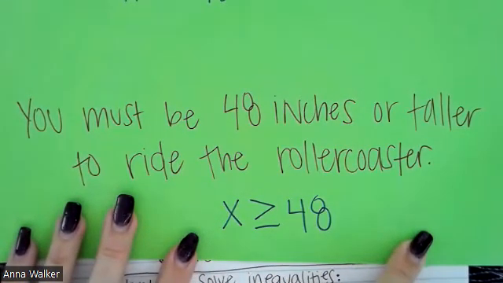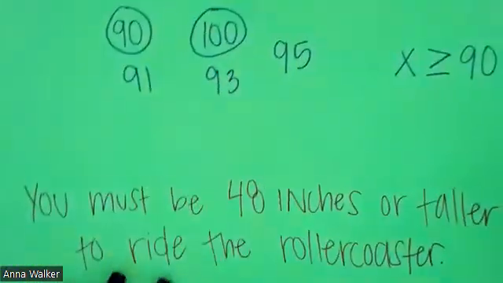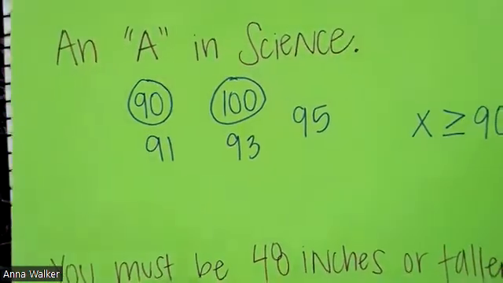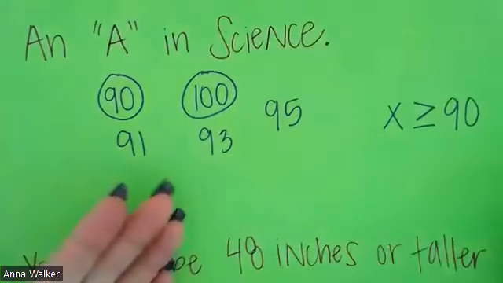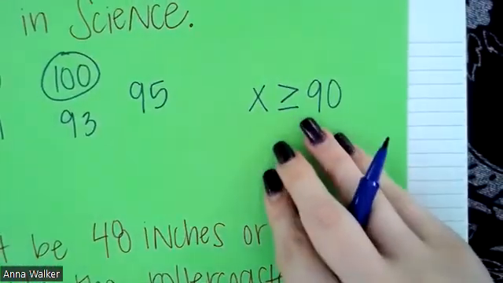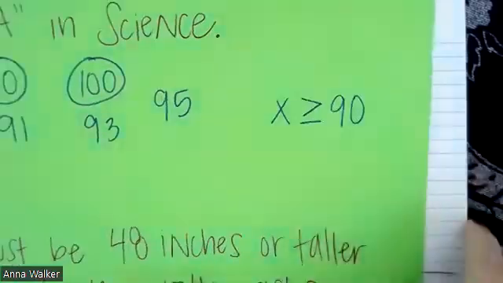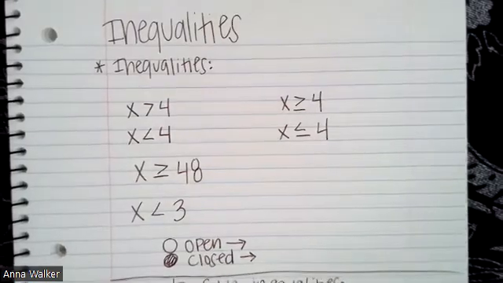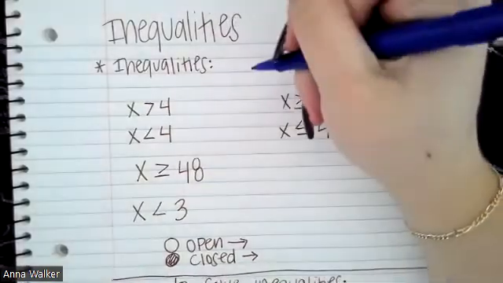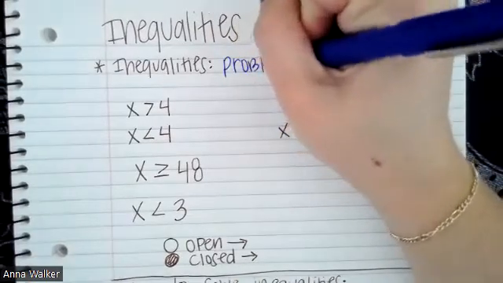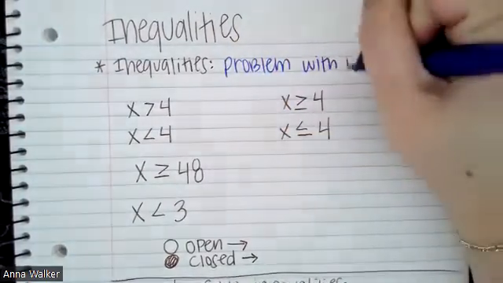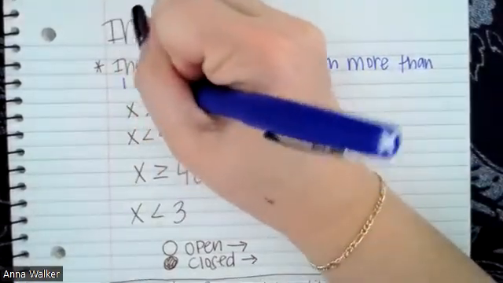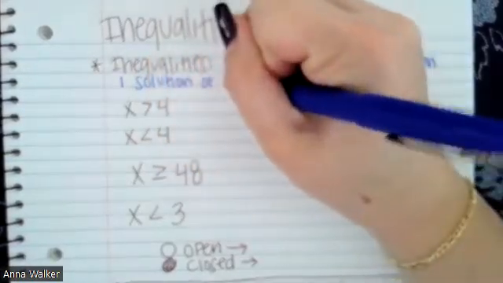So you'll notice inequalities are situations where there is more than one solution or more than one answer to the scenario. So what we're going to do now is look at a couple more examples of inequalities. We're also going to talk about how we can represent these inequalities visually by using a number line. So let's write down the definition. Based on those examples, inequalities are problems with more than one solution or answer.